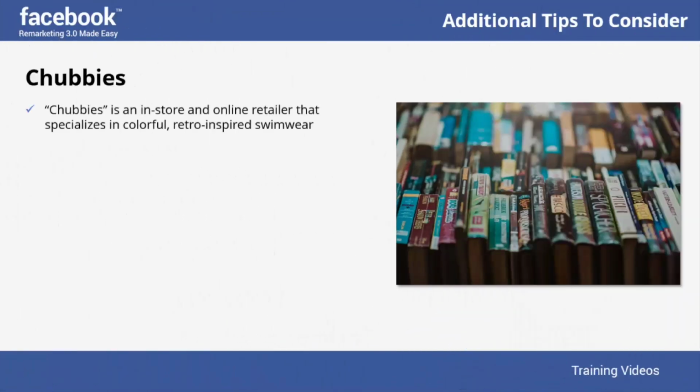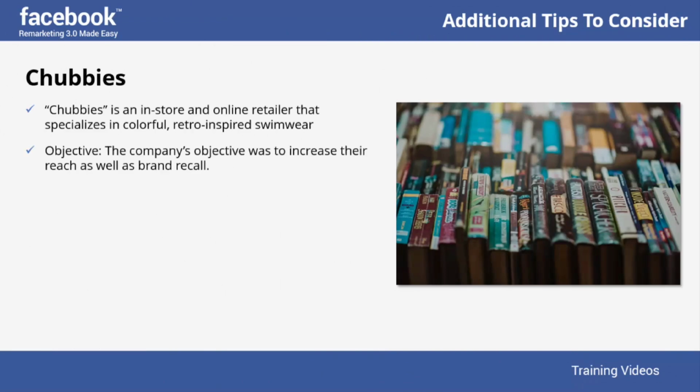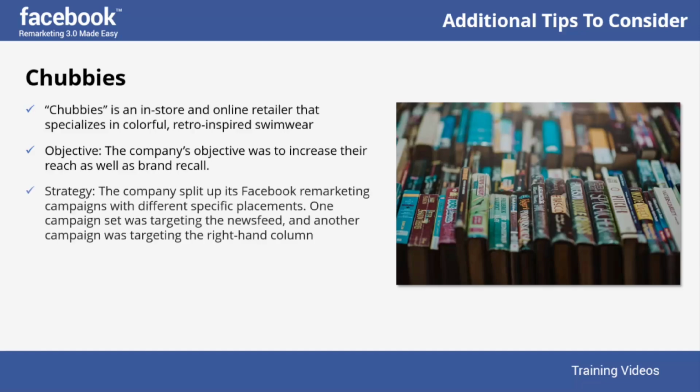Chubbies. Chubbies is an in-store and online retailer that specializes in colorful, retro-inspired swimwear. Objective. The company's objective was to increase their reach as well as brand recall. Strategy. The company split up its Facebook remarketing campaigns with different specific placements. One campaign set was targeting the newsfeed, and another campaign was targeting the right-hand column.